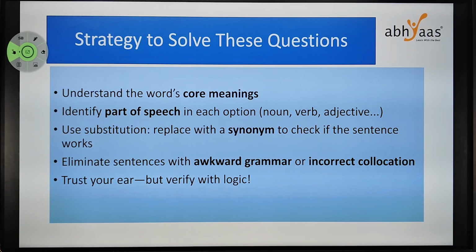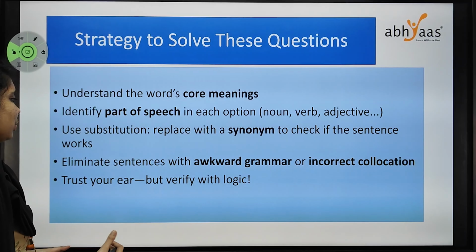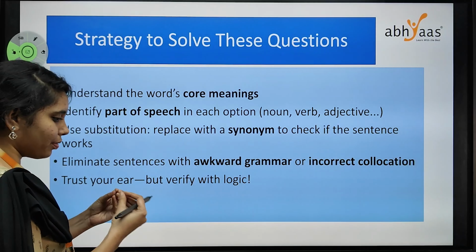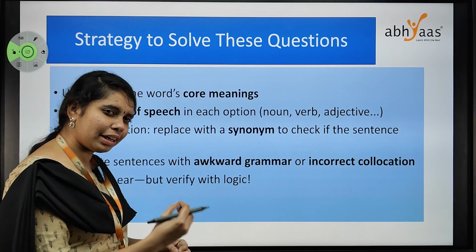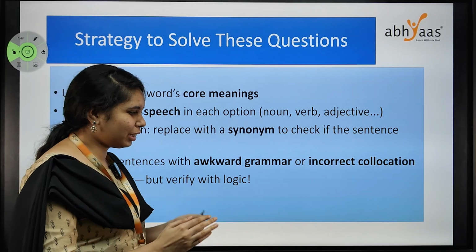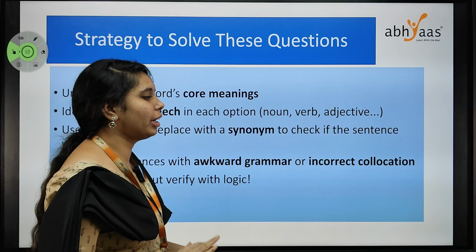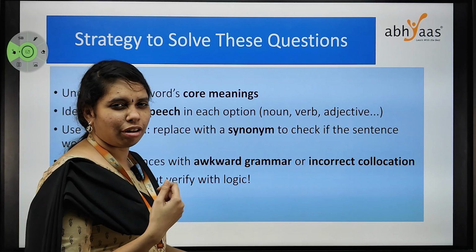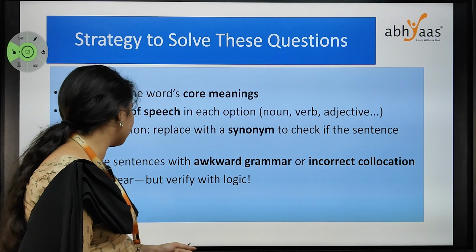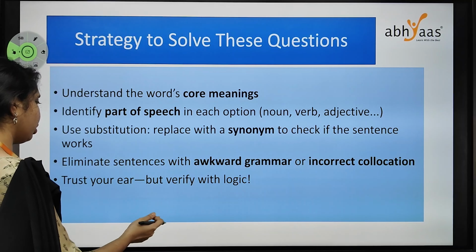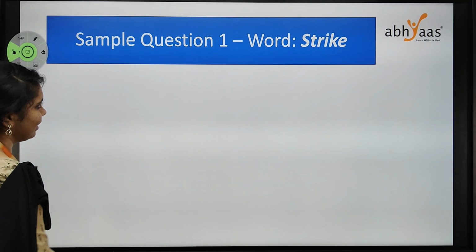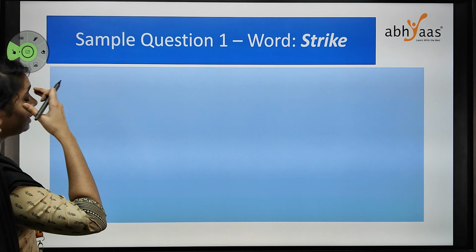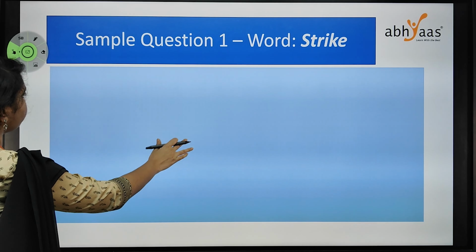Eliminate sentences with awkward grammar. Sometimes you have this feeling that this doesn't fit right, this doesn't go well with the sentence, right? You can take such hunches in these kind of questions. Trust your ear but verify with logic. Okay, let's see for the word strike.